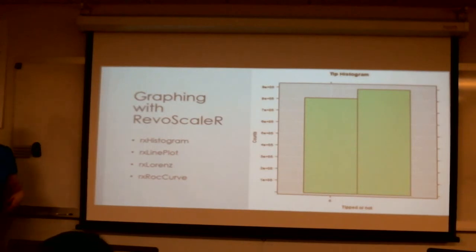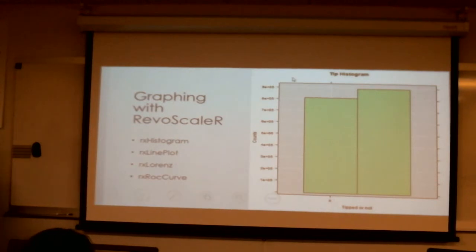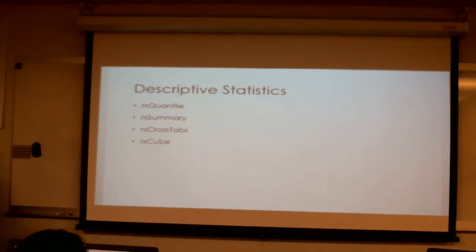So you saw my horrible line graph from before. That was generated by ggplot in RStudio. This is a similar kind of quality. Quantile, summary, crosstabs for descriptive statistics. Again, this is RevoScaleR. The stuff that you're seeing with RevoScaleR support is also for revoscalepy, which is the Python library.